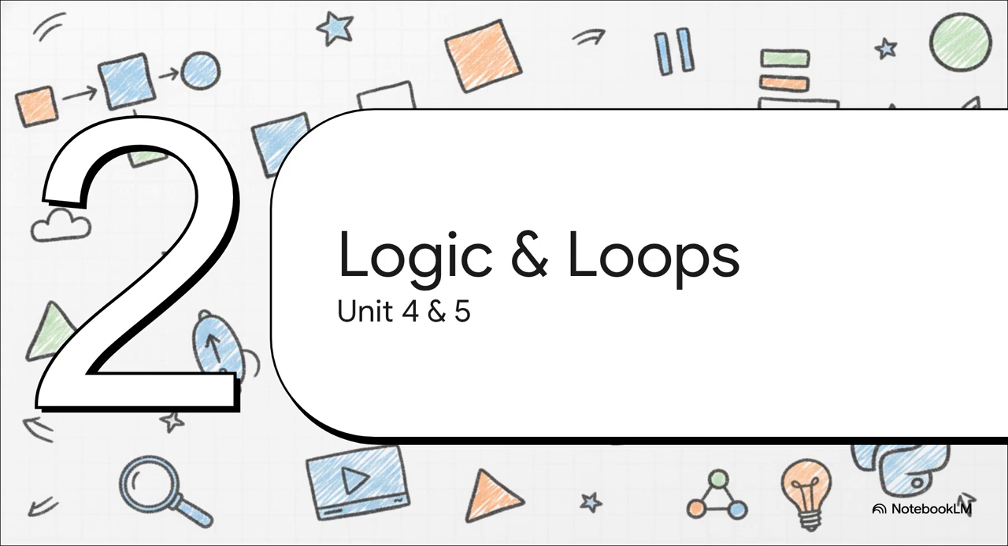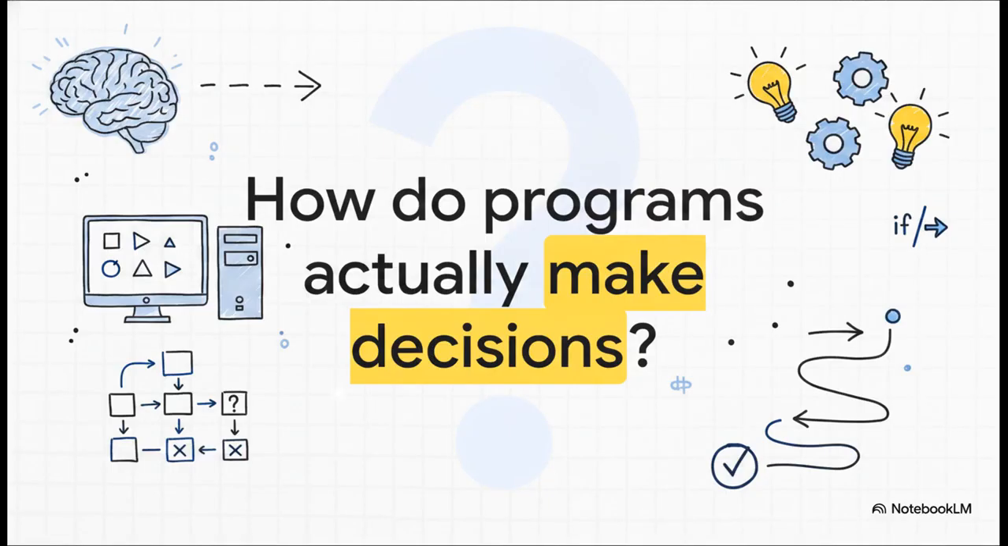Section 3. Logic, decisions, and loops. So it's time to bring out the power tools, the ones that let your programs do the heavy lifting automatically. But think about this for a second. A computer is not a human brain. It doesn't instinctively know what to do next. So how do programs actually make decisions on their own?